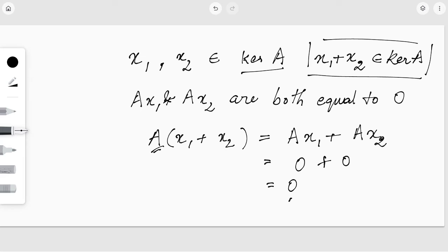Since A(x1 + x2) is 0, we can say that x1 plus x2 is an element of the kernel of A. So we have shown that if x1 and x2 are elements of the kernel of A, then x1 plus x2 is also an element of the kernel of A. Now in a similar manner, we can show that the image is also a linear space.